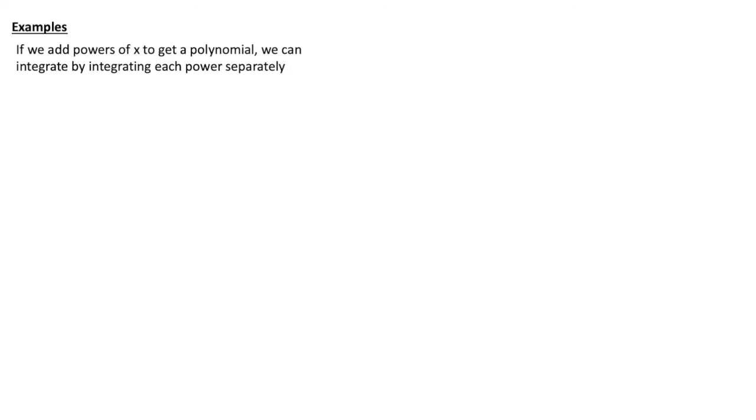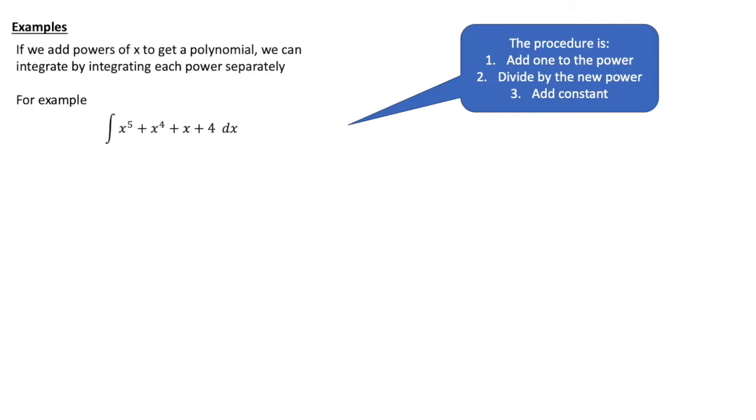Now if our function is formed by adding powers of x to get a polynomial, we can integrate by integrating each power separately. So we'll have a look at an example of that, and we'll remember that our procedure is add 1 to the power, divide by the new power, add a constant at the end. So we know that x to the 5 will become x to the 6 over 6 by using our procedure, and x to the 4 will become x to the 5 over 5.